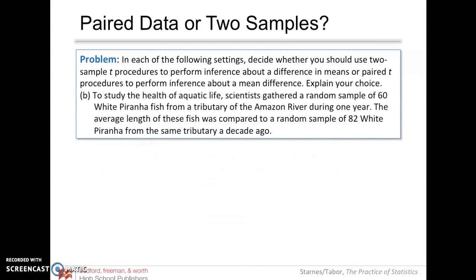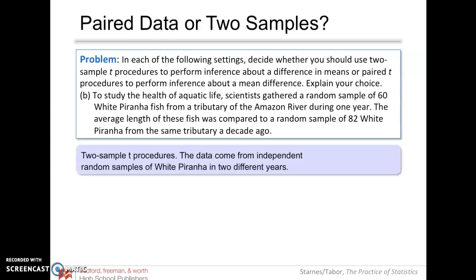Question B, to study the health of aquatic life, scientists gathered a random sample of 60 white piranha fish from a tributary of the Amazon River during 1 year. The average length of these fish was compared to a random sample of 82 white piranha from the same tributary a decade ago. So we've got 2 different time periods, and we have 2 different sample sizes. That's a huge hint for us. These are going to be 2 sample t procedures. The data come from independent random samples of white piranha in 2 different years.